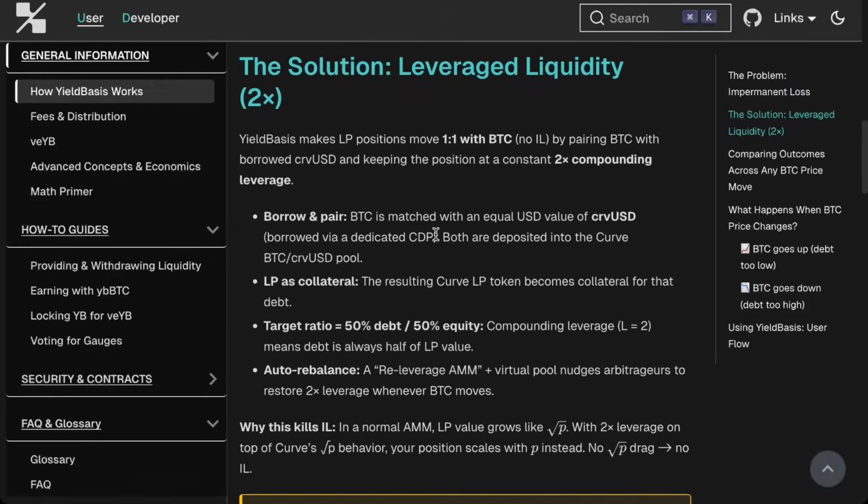As good as it sounds, let's talk about risks. Leverage means sharp Bitcoin drops could stress the system, but audits and Curve's emergency DAO add strong safeguards. It's a reliable way to earn yields while keeping your Bitcoin exposure intact.